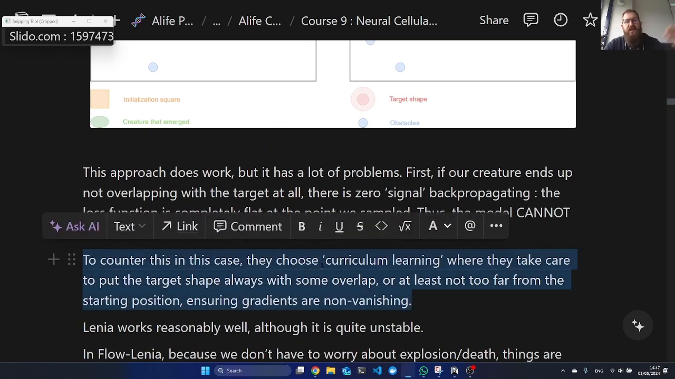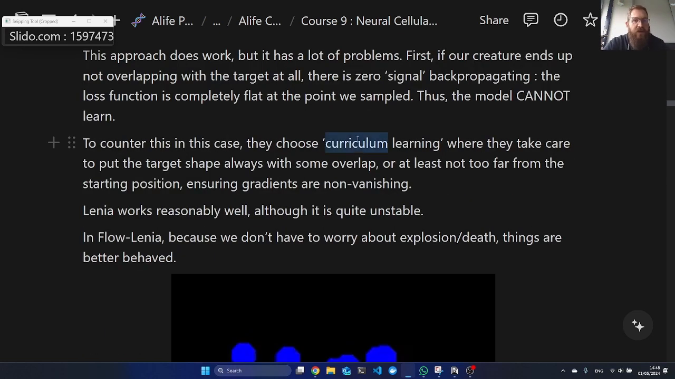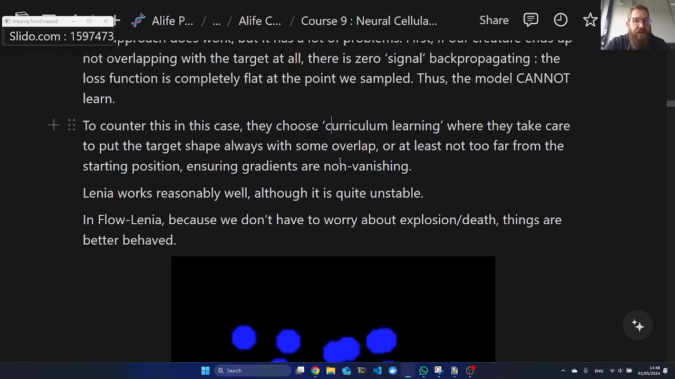So in this case, what they did is that instead of starting with a target which is extremely far from the initialization condition, they first choose a target which is slightly to the left, so that you make sure that your creature always intersects the target in some way. So that way the creature always gets signal in how it should change its parameters. And then you move the target little by little as the creature learns to go left. And so that's how it learns. This is called curriculum learning. And that's how they solve this in this specific case.